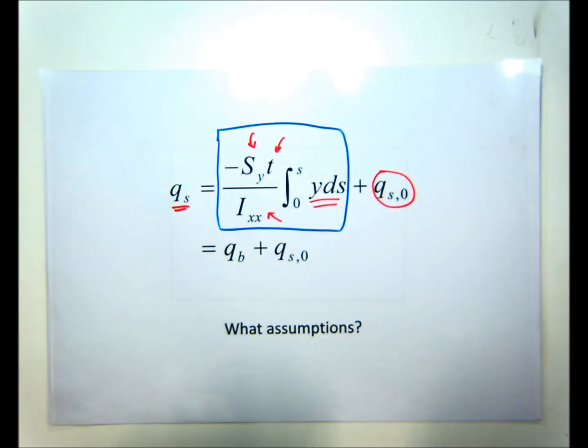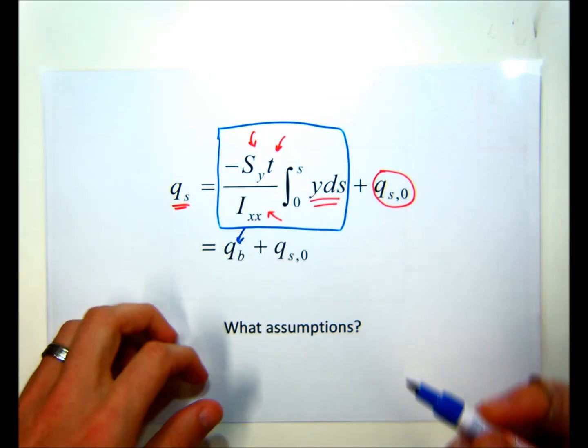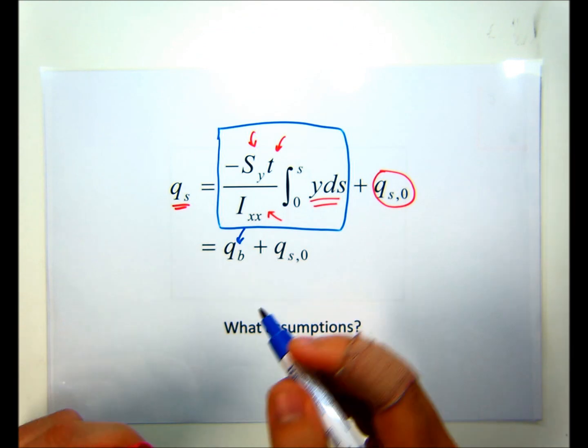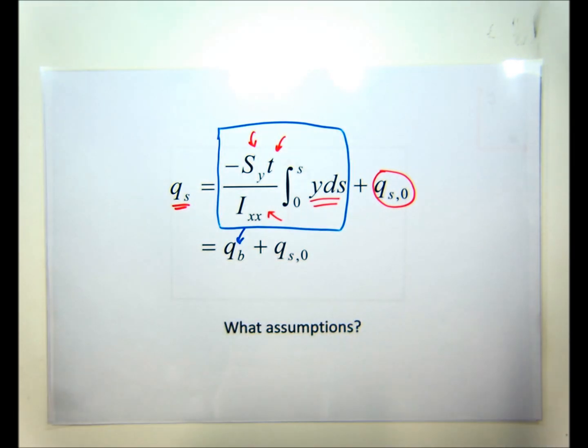So everything in this big term here we're going to call QB, and that stands for basic shear flow. And we'll use this basic shear flow to then, at the end, calculate the constant shear flow. And once we have the constant shear flow and the basic shear flow, we'll add them together to work out the real shear flow in the section.